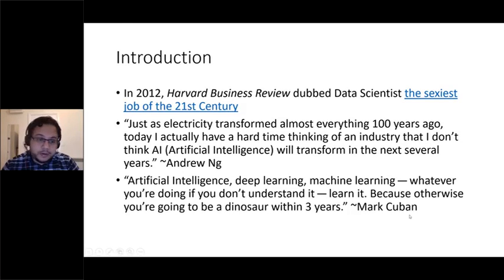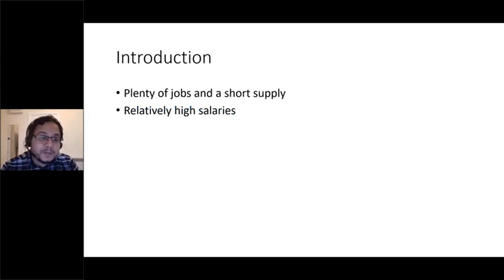Another guy, Mark Cuban, said, artificial intelligence, deep learning, machine learning, whatever you are doing, if you don't understand it, learn it, because otherwise you're going to be a dinosaur within 3 years. Also, there are plenty of jobs really available, and there is a very short supply. Every company is having a hard time hiring, and it pays well compared to other jobs.